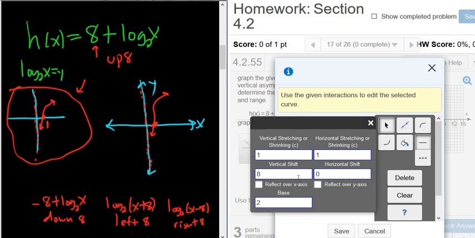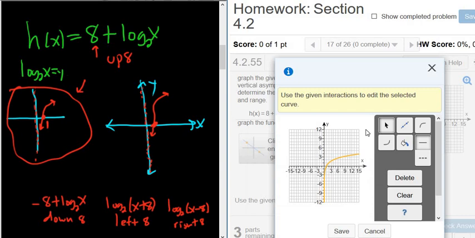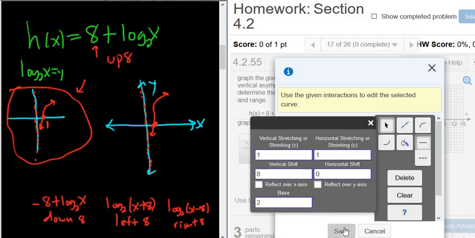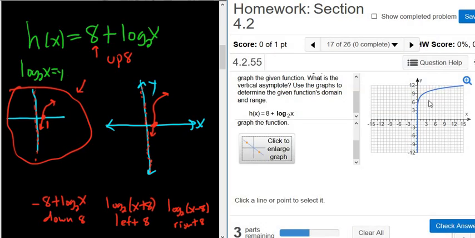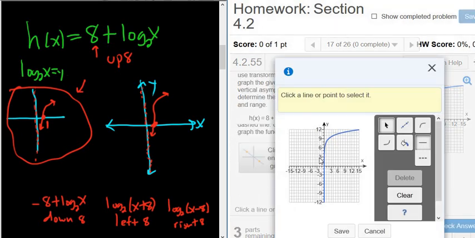Then to get out of this window, I have to close it. Let's see what happens. I'm not sure if it actually shifted up 8. It doesn't look like it, right? But I think when we hit save, it's going to do it for us. So let's try it. Yep, see, it shifts up by 8. Then you got to go back, do it again, and now you have to enter the asymptote.